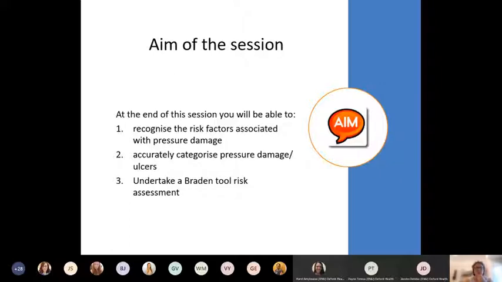Do we have any children's nurses with us? If you could turn your mic on and tell me if you're there. I'm assuming that's a no. Okay, because there's a slightly amended Braden tool for them, but I won't spend too much time on that if there's no children's nurses here.